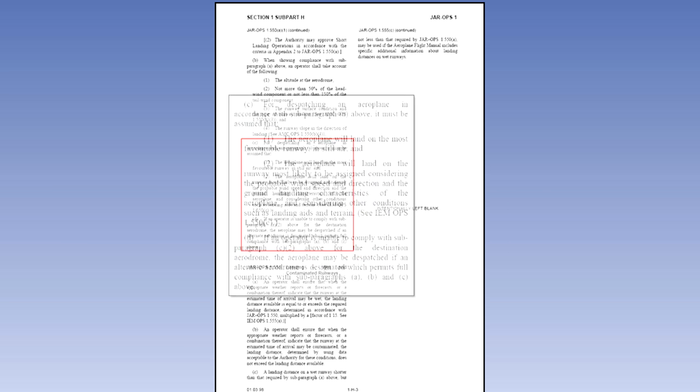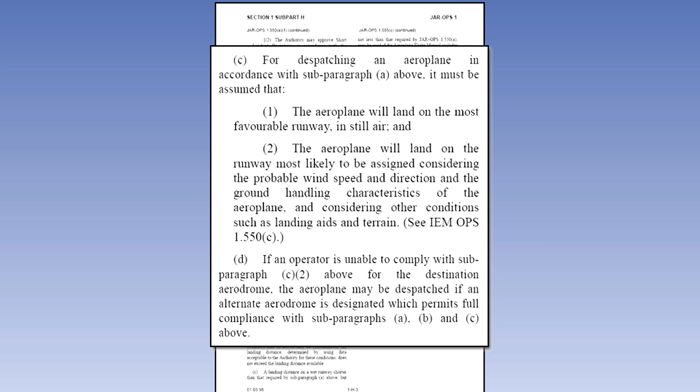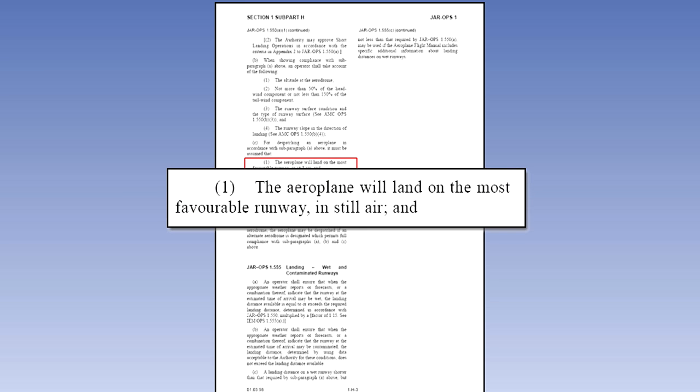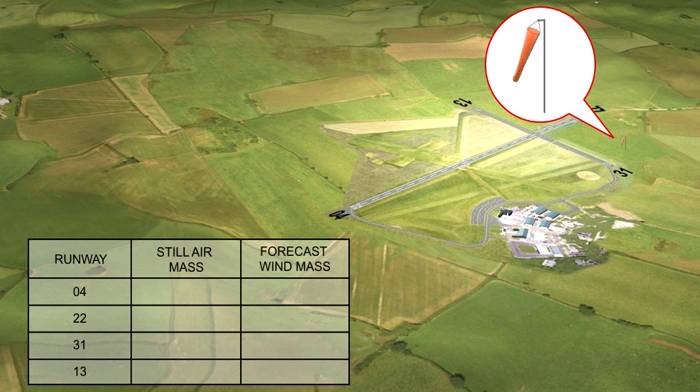These dispatch regulations may sound a little complicated, so let's examine them further. The first assumption is that the aeroplane will land on the most favorable runway in still air or zero wind. This means that, assuming zero wind at the destination airfield, the runway which would accommodate the largest possible mass would be selected, since that is the most favorable runway.